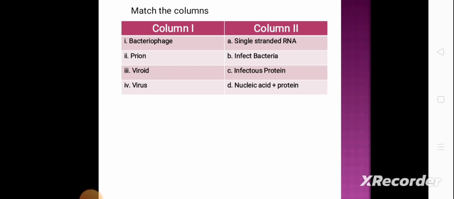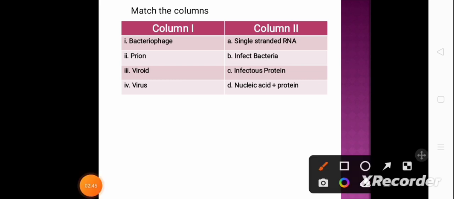Next, match the columns. You have to match between column 1 and column 2. In column 1 are 1 bacteriophage, 2 prion, 3 viroid and 4 virus. In column 2 are A, single-stranded RNA, B, infects bacteria, C, infectious protein, D, nucleic acid plus protein. So the first one, bacteriophage, infects bacteria. That is, 1 is B.